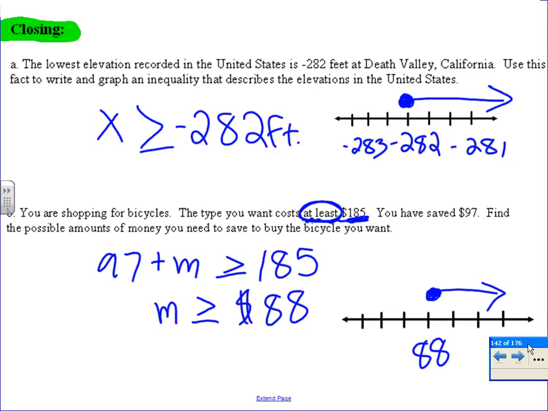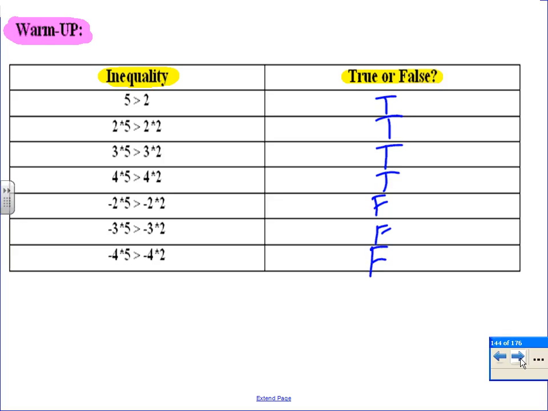No, no, it should be greater than or equal to, because the type of bike that you want could cost $185. It costs at least $185. So it could cost this amount, but it could cost more. So no, it needs to be greater than or equal to. Okay? Okay, anyone else on the table?